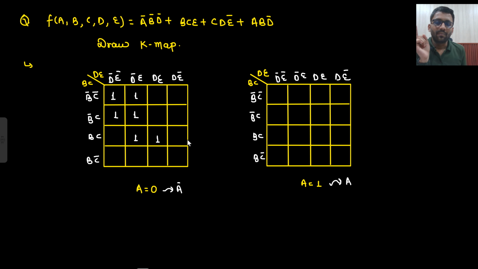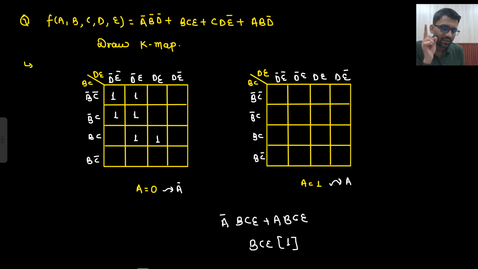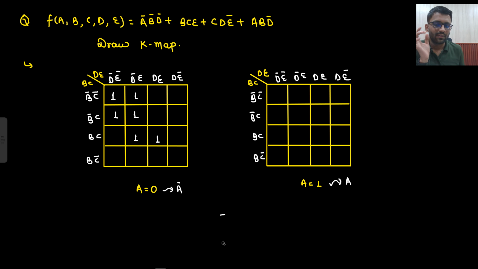Okay, yeah. BCE. So now this BCE is there in A bar as well, and this BCE is there in A as well, right? Because if you take BCE common, then A bar plus A would be 1. So this BCE is there in A bar and A both. So this is BC and E, right? So similarly here as well.